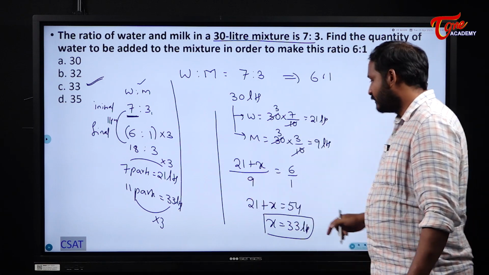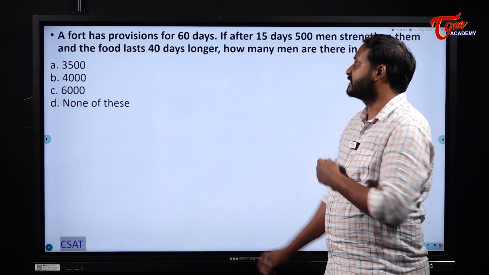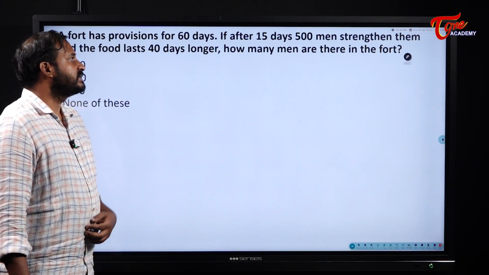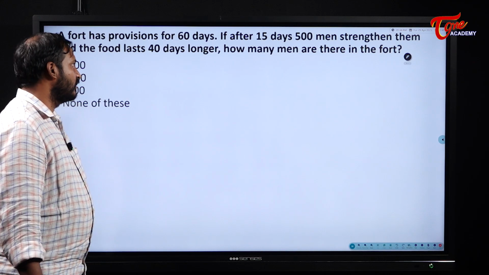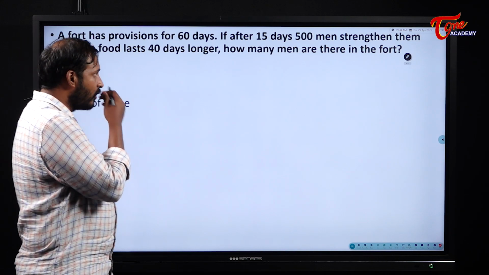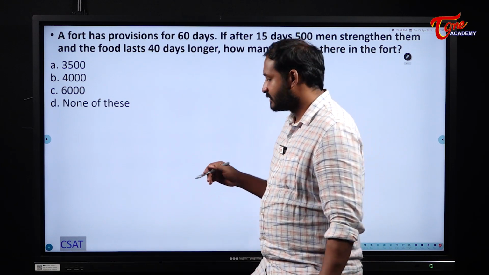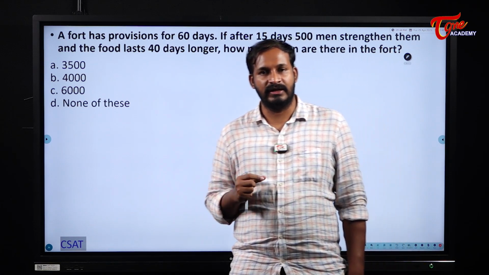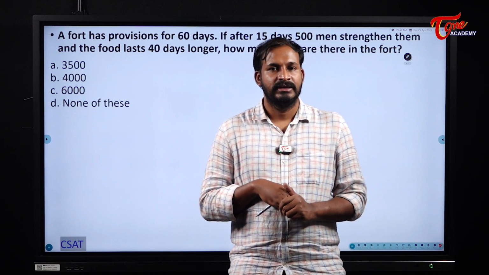Okay? Right. Next one. A fort has provisions for 60 days. If after 15 days, 500 men strengthen them, the food lasts for 40 days longer. How many men are there in the fort initially? Now see here students. What is the relation between the number of persons and food left? Whether they are directly proportional or inversely proportional. Please be careful with this.